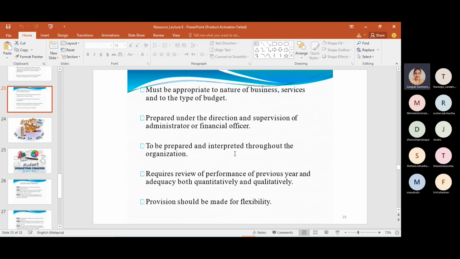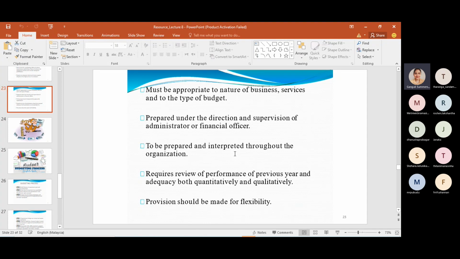The budget should be interpreted not by one person, not by one department. You need to interpret them throughout the organization as a team. You need to get together as a team and interpret these different budgets. Then only will you be able to effectively combine all these budgets into a master budget. If you interpret them individually, then the combining process will not be that effective. So to effectively combine everything into a master budget, you need to interpret all the departmental budgets throughout the organization.